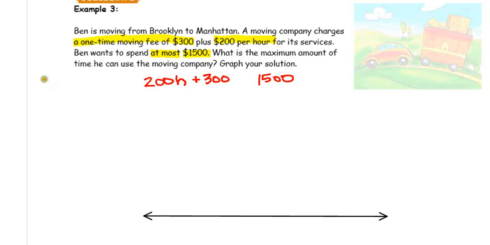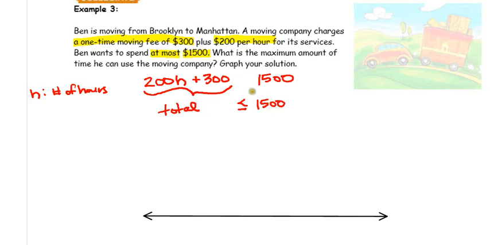So I'm going to go ahead and define my variable h, and this is going to be the number of hours. Okay, so we know that this is $200 for the number of hours plus $300. At most, he wants to spend $1,500. So here's his total. And if this is his total, we want his total to be less than or equal to $1,500.